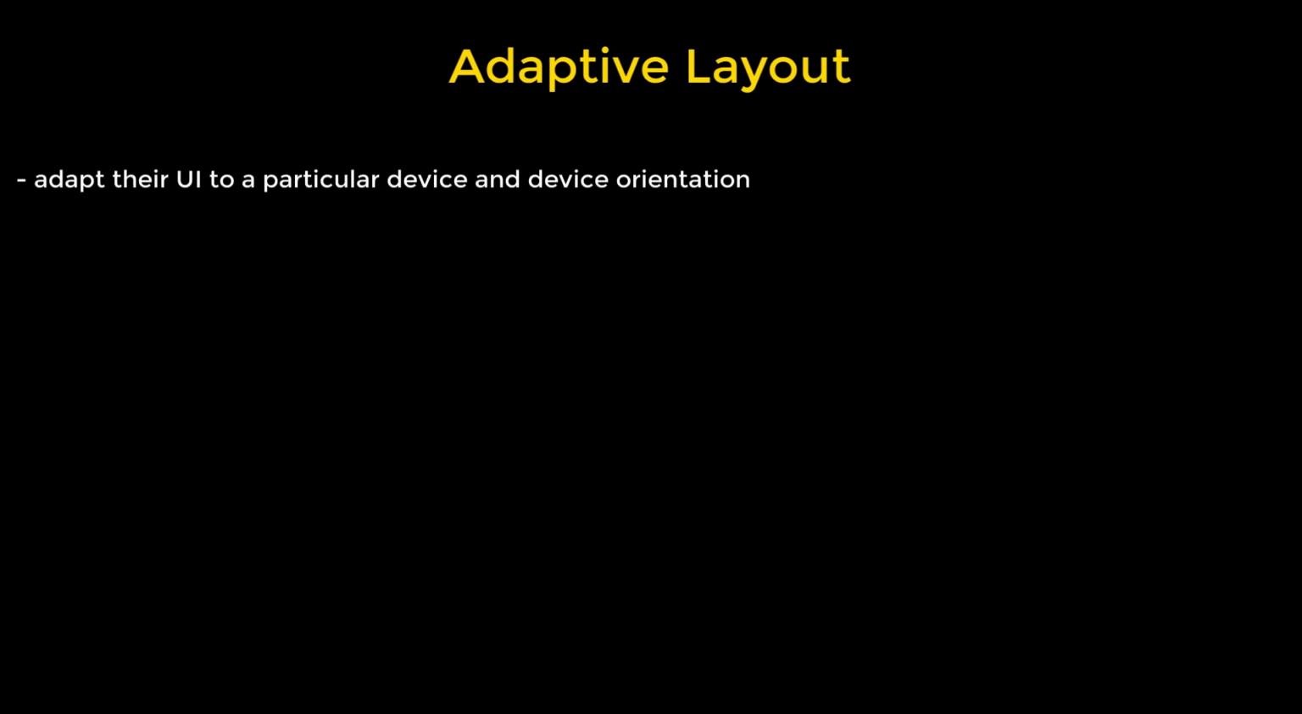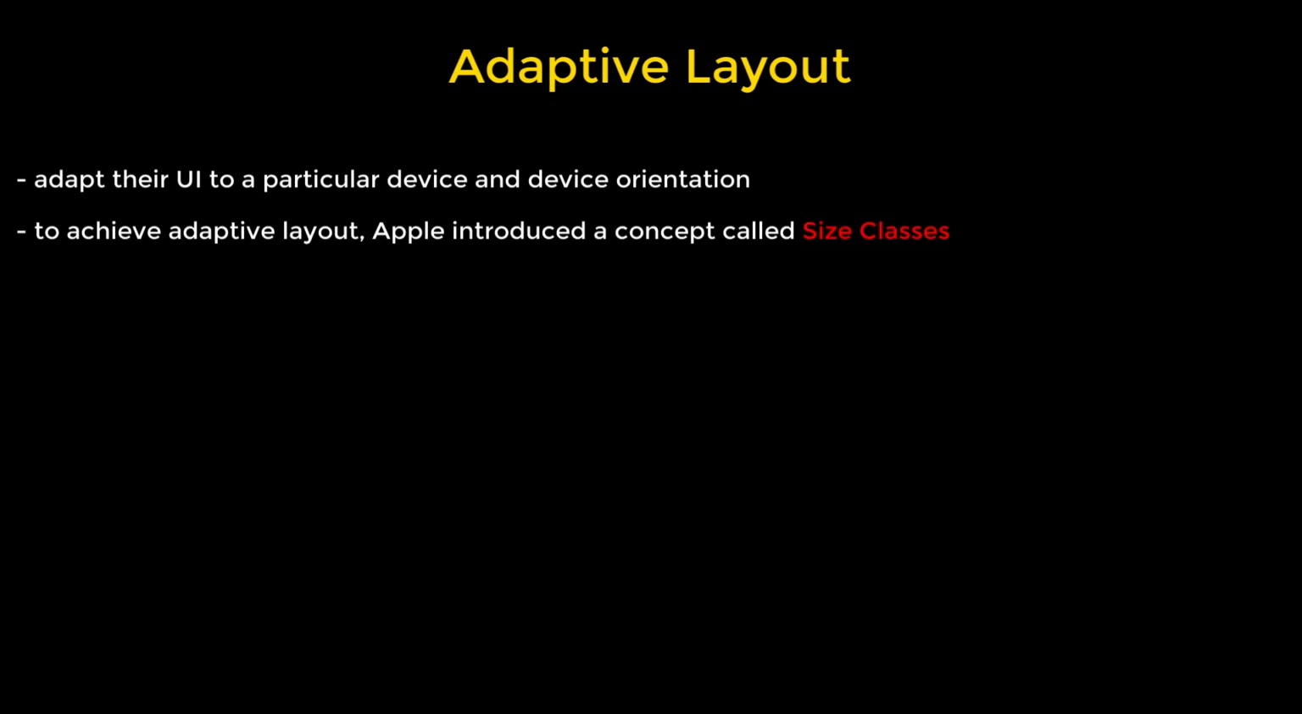So this leads to a new UI design concept known as adaptive layout, introduced since iOS 8. With adaptive layout, your apps can adapt their UI to a particular device and device orientation. To achieve adaptive layout, Apple introduced a concept called size classes. This is probably the most important aspect which makes adaptive layout possible.